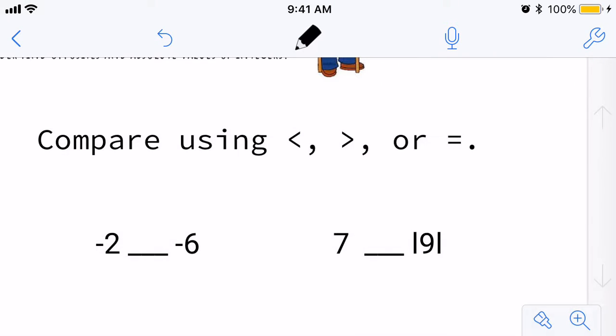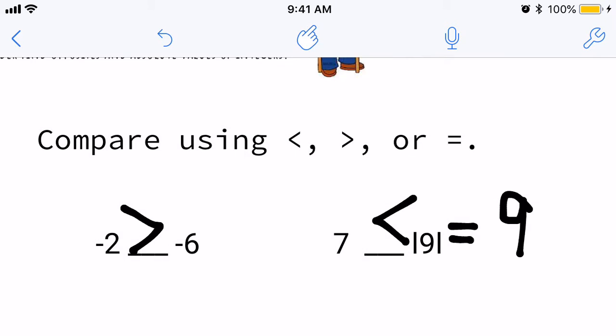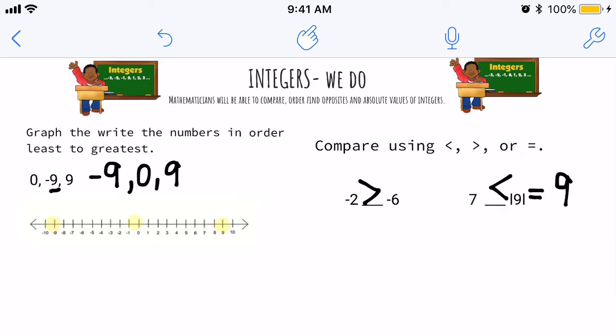And last, we have the comparing. In this, we're comparing two negative numbers. Remember, when you compare negatives, the closer to 0, the bigger it is. So if -2 is closer, it is the bigger number and the arrow is open towards it. In 7 versus the absolute value of 9, I have to find the absolute value of 9 first, which is 9, and then throw in my comparison symbol.